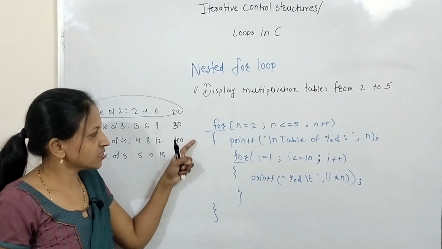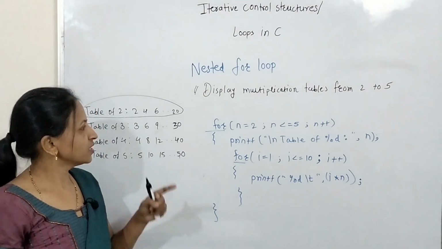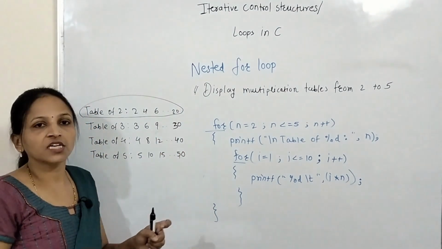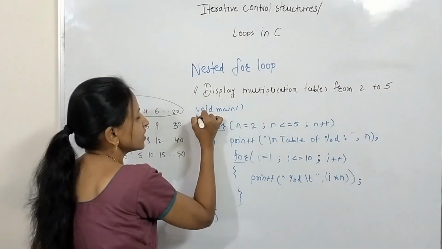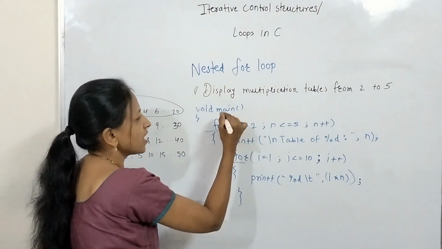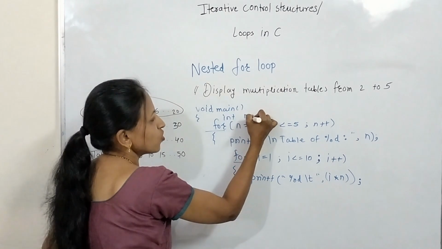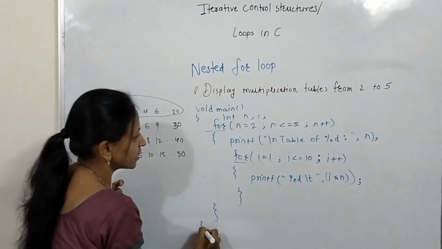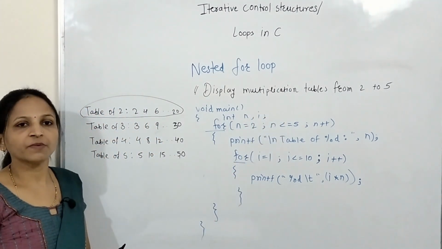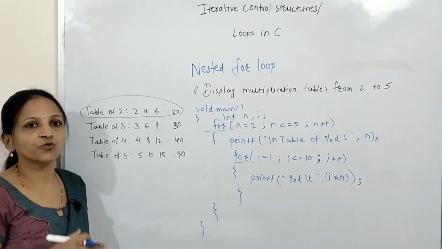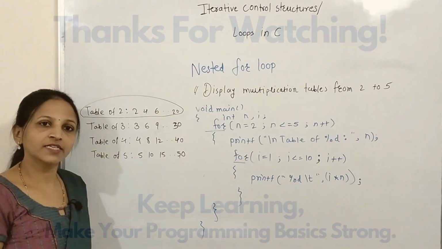In this way this nested for can be used for displaying multiplication tables from 2 to 5. We have to declare two variables here, n and i, like int n, i. In this way we can write a program for displaying multiplication tables from 2 to 5 using a nested for loop.